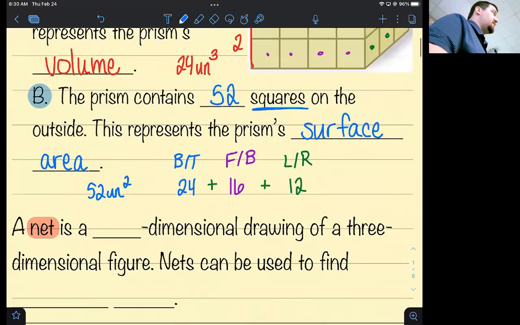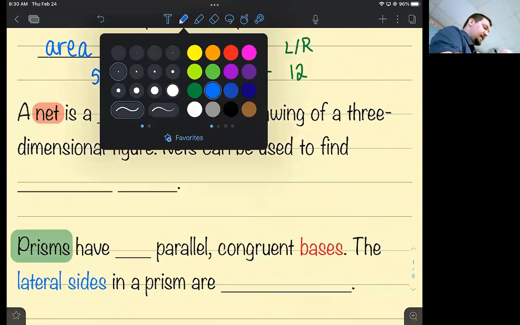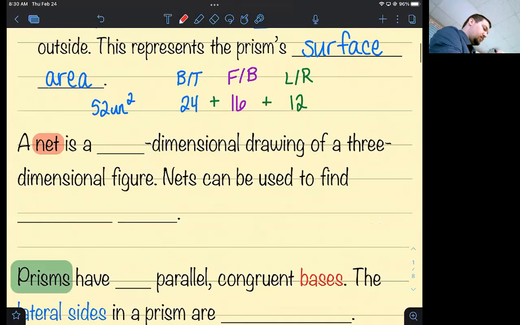We're going to talk about nets today, though. A net is a two-dimensional drawing of a three-dimensional figure. Nets can be used to find surface area.